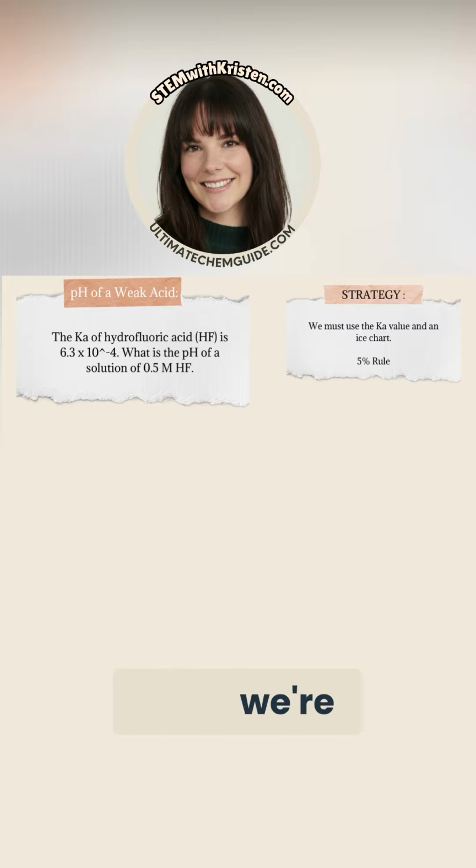So what we're going to do is write out the dissociation of the acid, and you can use hydronium or hydrogen, it doesn't matter. And we're going to have an ICE table. So ICE table, I represents initial, C represents change, and E represents equilibrium.